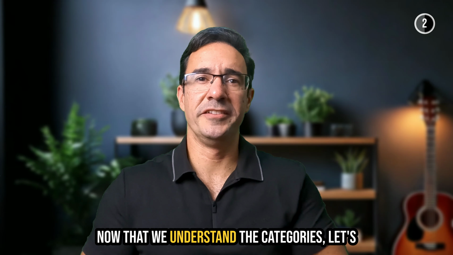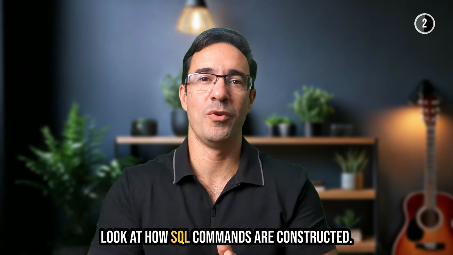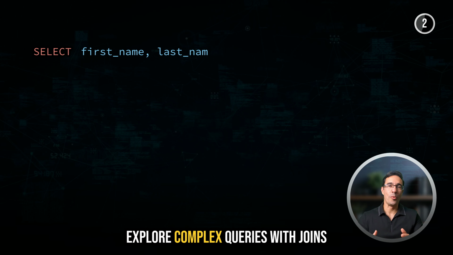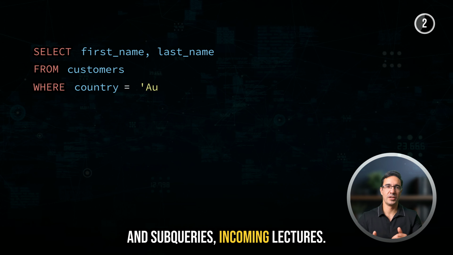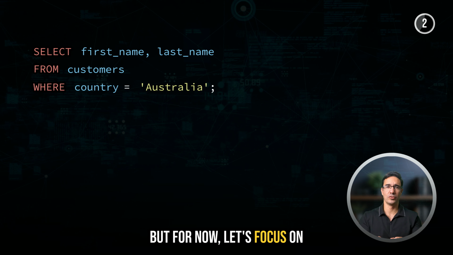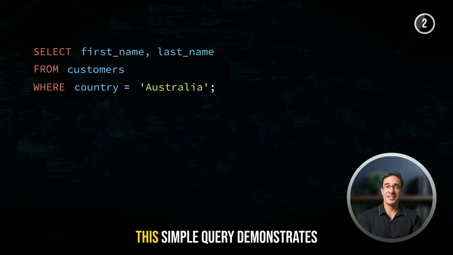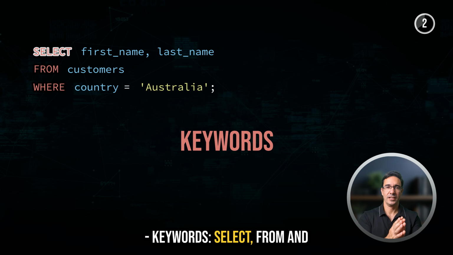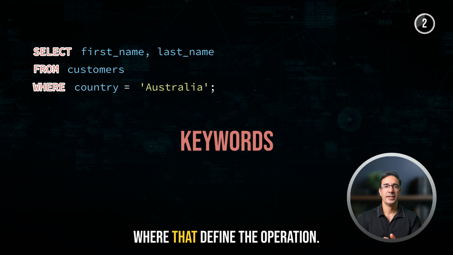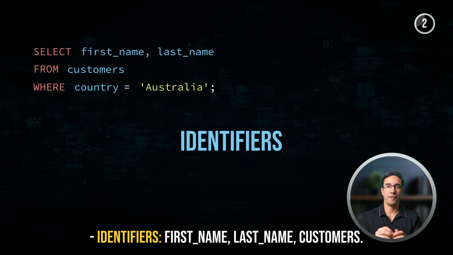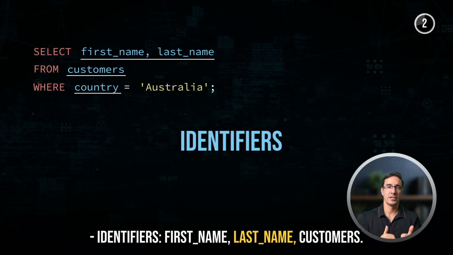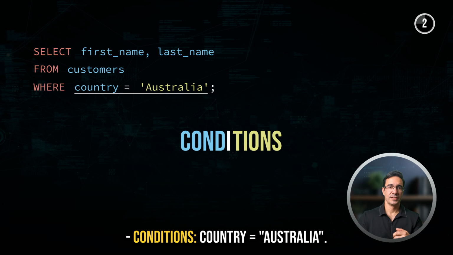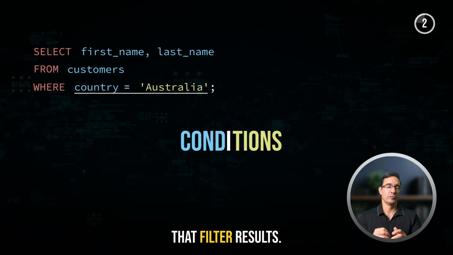Now that we understand the categories, let's look at how SQL commands are constructed. Here's a basic pattern. We will explore complex queries with joins and subqueries in coming lectures, but for now let's focus on these basic building blocks. This simple query demonstrates three fundamental components: keywords, SELECT, FROM, and WHERE, that define the operation; identifiers, first_name, last_name, customers, that specify database objects; conditions, country equals Australia, that filter results.